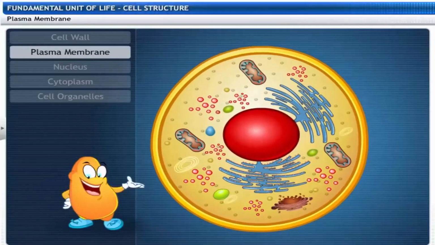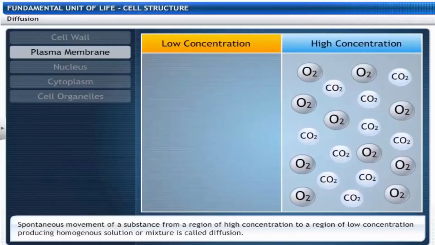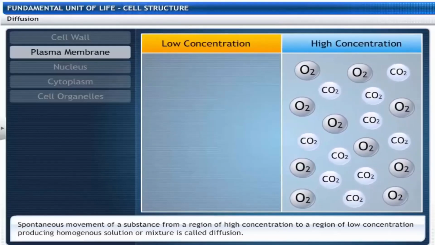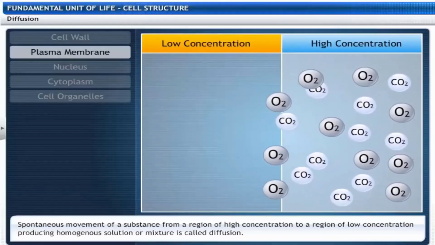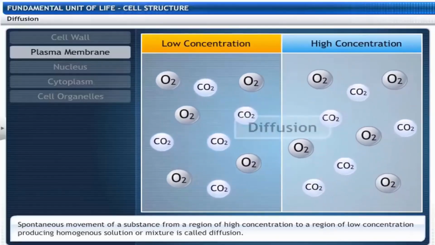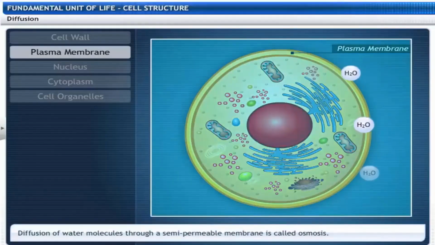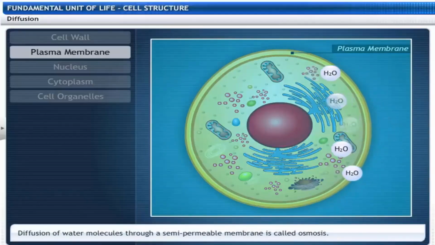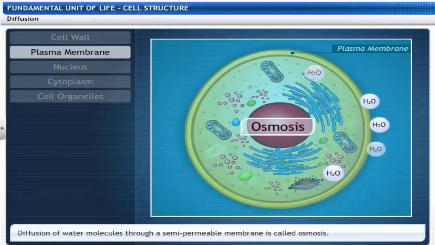I'll show you the different ways in which substances move through it. There is spontaneous movement of gases like carbon dioxide and oxygen, from a region of high concentration to a region of low concentration to form homogeneous solutions through diffusion. The diffusion of solvent molecules through a semi-permeable membrane from a region of low concentration to high concentration is called osmosis.